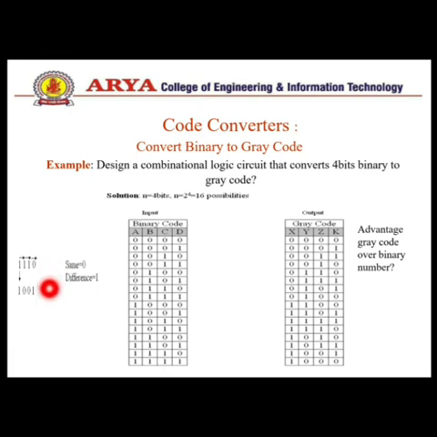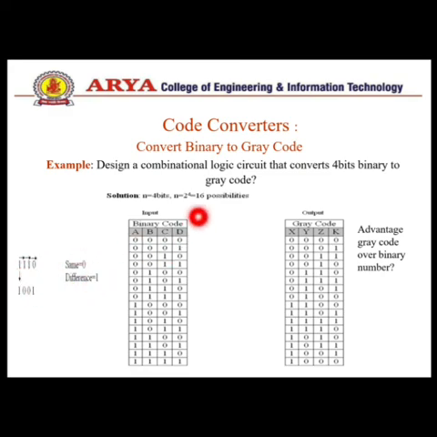We give an example, 1110, and convert this code to gray code. The MSB is the same on both sides, and the next bit is obtained by XORing. So 1 XOR 1 is 0, so we put 0. 1 XOR 1 is also 0, so we put the value 0 again, and 1 XOR 0 is 1, so we put the value 1. This is the gray code of 1110.